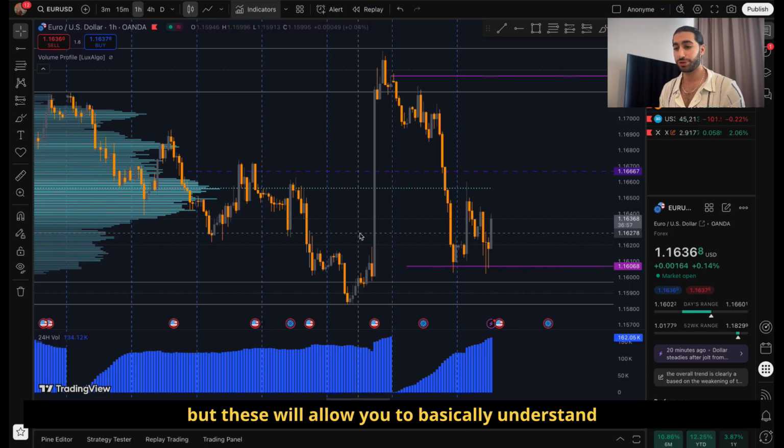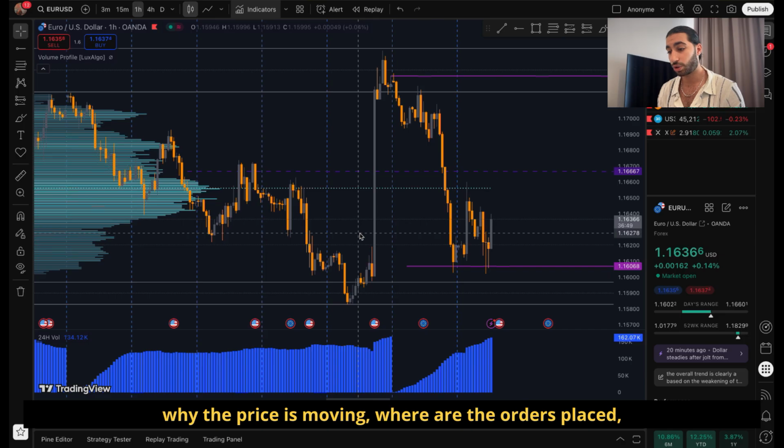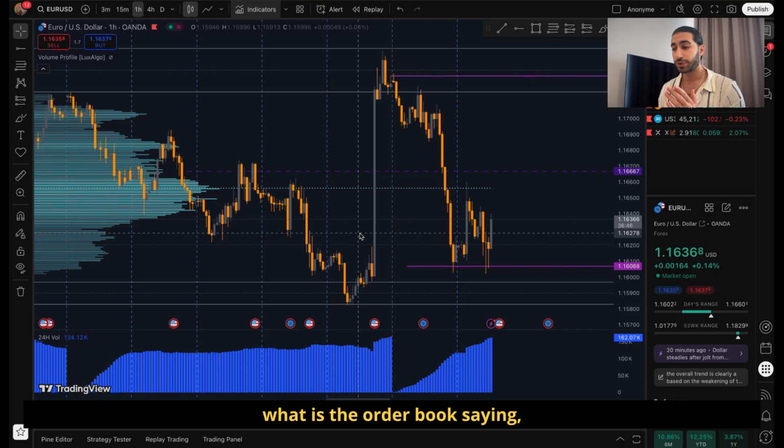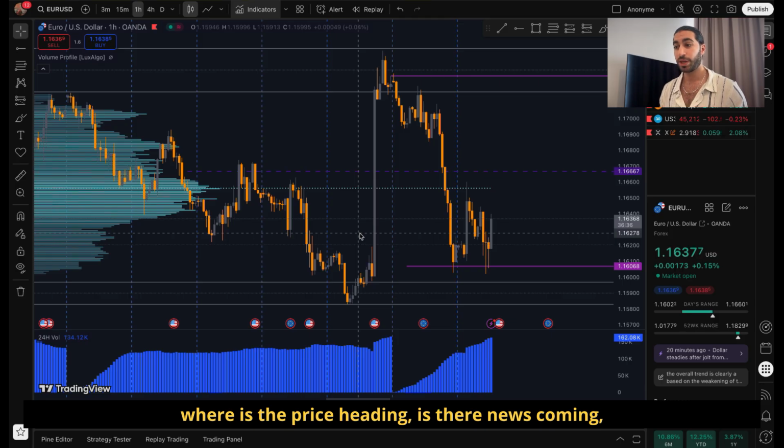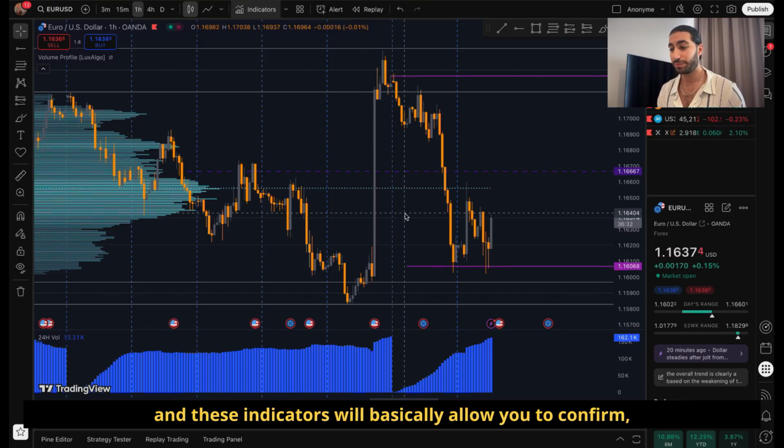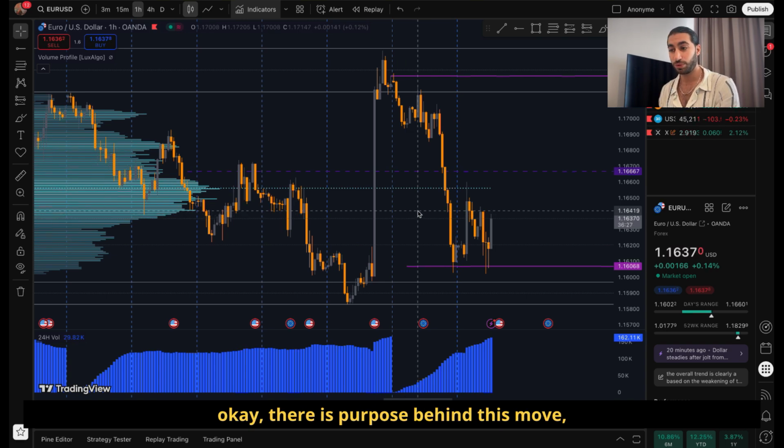But these will allow you to basically understand the dynamic of the price, as this is the whole point of trading: understanding what's embedded in the price, why the price is moving, where the orders are placed, what the order book is saying, is there liquidity within the market, is there illiquidity within the market, where is the price heading, is there news coming, will the fair value of the asset change? And these indicators will basically allow you to confirm, okay, there is purpose behind this move.